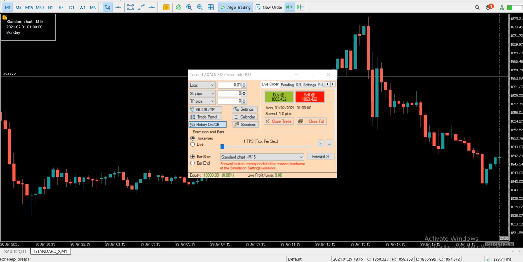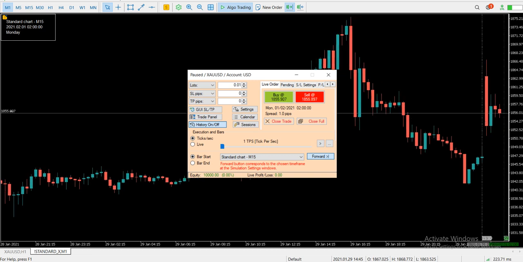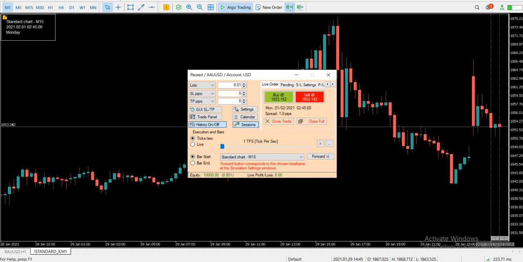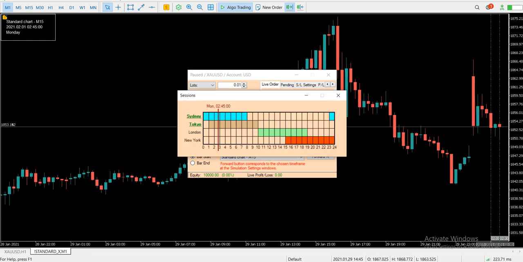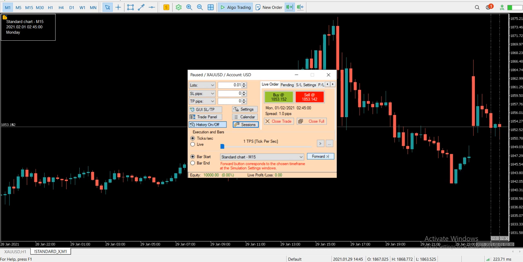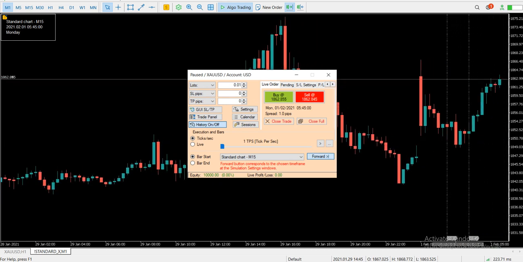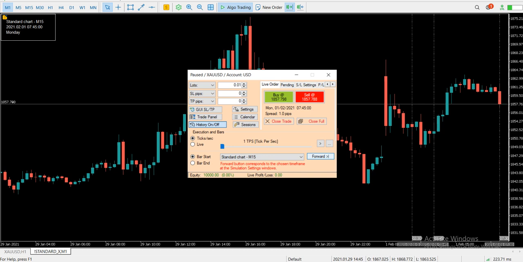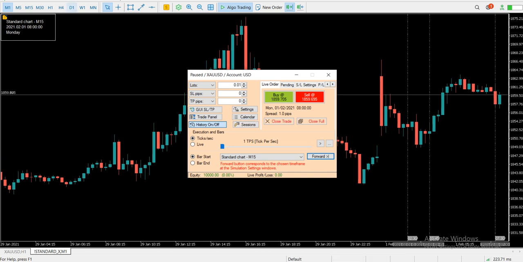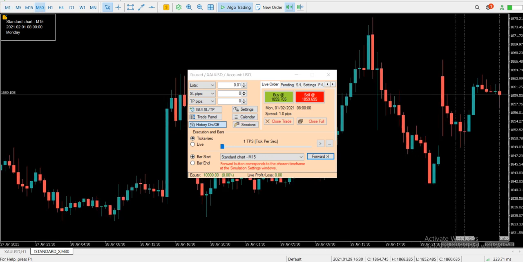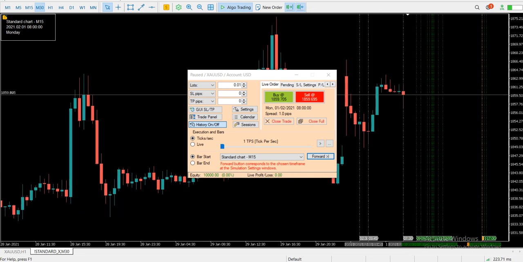So let's just forward the candles towards pre-London time. From here we can check the timings. This is 8 o'clock. This is where the pre-London time starts, so I usually start trading during this time. So I'll forward the candles to 8 o'clock. All right. Go to 30-minute. Shift the chart.